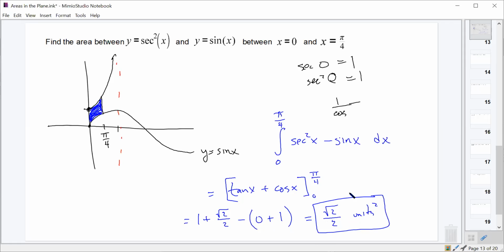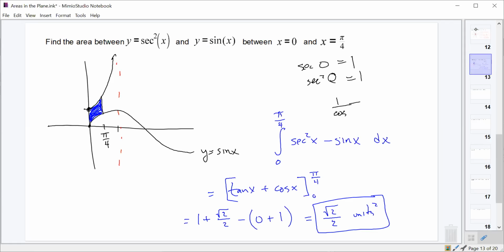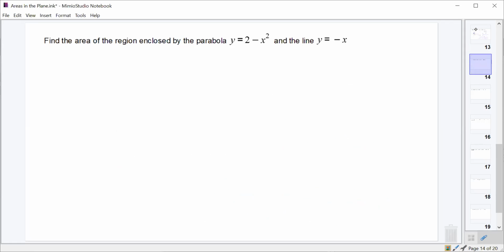Good or no? Good. Great. All right. Let's see if we can find the area of the region enclosed by this parabola and this line. So what's different about this one? We aren't given 2 x values. If we look up here, we were given x equals 0 to x equals pi over 4, x equals 0 to x equals 1, right? Here we don't have that. We just say find the area of the region enclosed by them.